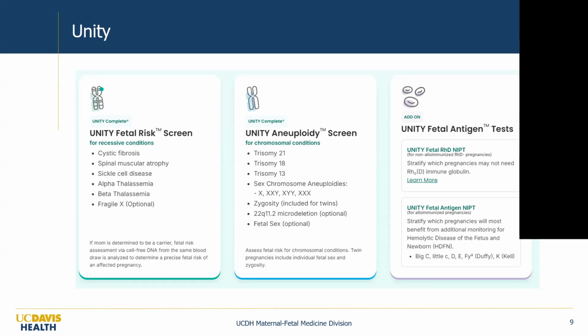Now, if Kell is in the mix, let's say big C, a D, and then a Kell, then we default to the Kell. So if the Kell is 1 to 4 or 1 to 8, then we start the MCA Doppler readings to assess for hemolytic disease of the fetus and newborn.